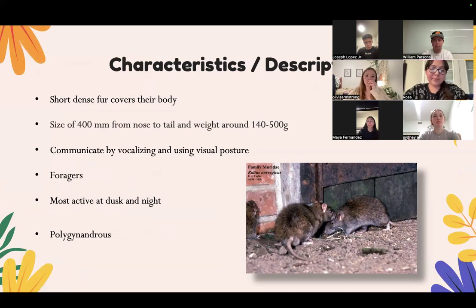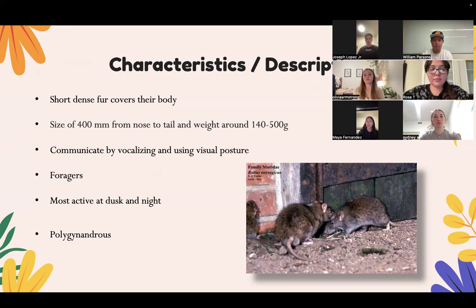Some characteristics and descriptions about the brown rat is that they have short, dense fur that covers their bodies. This short, dense fur covers most of their bodies except for their tail, their ears, and their nose. They range about 400 millimeters in size from nose to tail and weigh about 140 to 500 grams. They communicate by vocalizing and using visual posture. So for vocalization, they use ultrasonic vocalization, which is measured in kilohertz. So depending on the kilohertz that is used, they're communicating different things.